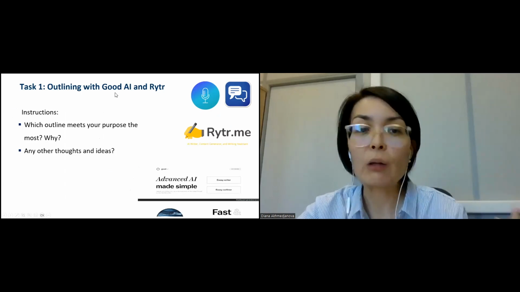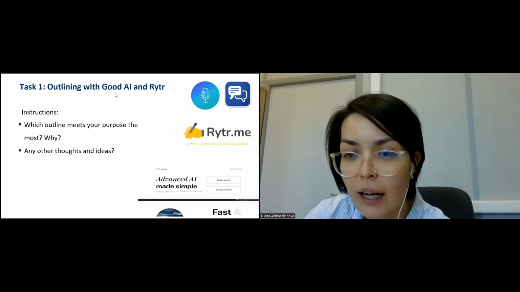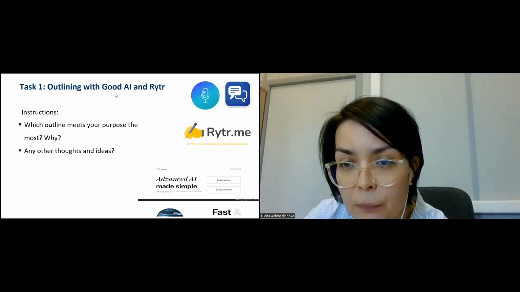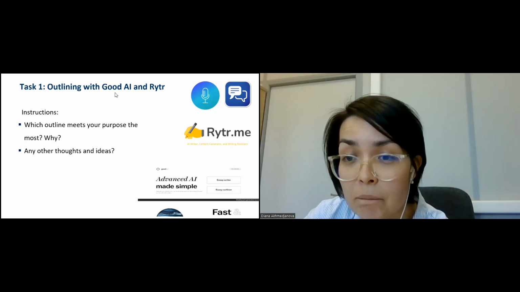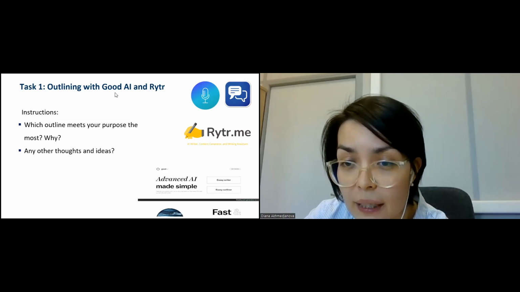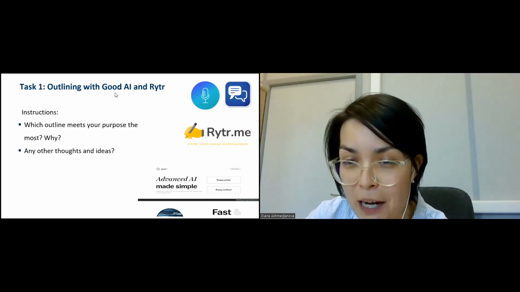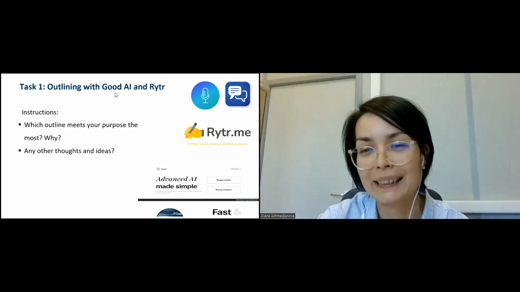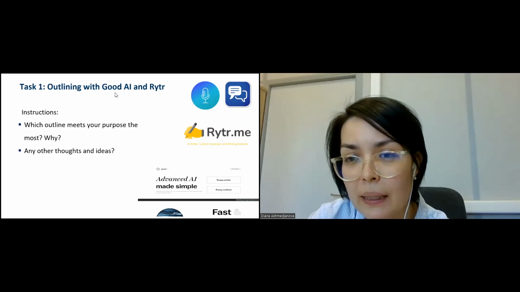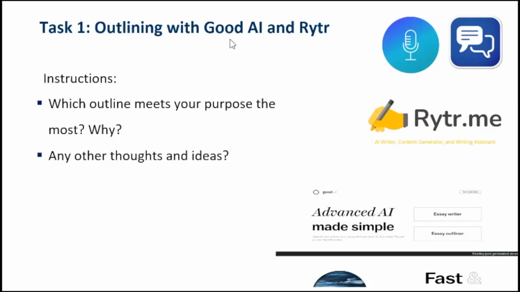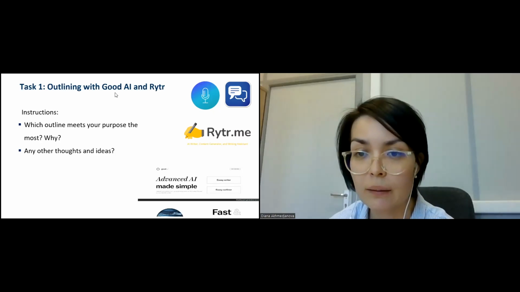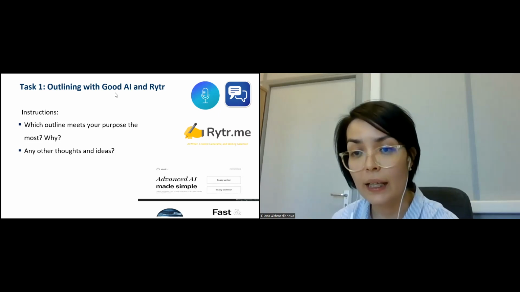After experimenting with these two tools, what do you think? Which outline meets your purpose the most? I saw some reactions from people already. Oksana, for example, is not happy with the output. And Evgeny was not happy with the output from Rytr. Yelena says Good AI is pretty amateur. Okay, Rytr is crap, says Yaroslav. Great. Okay, what else?